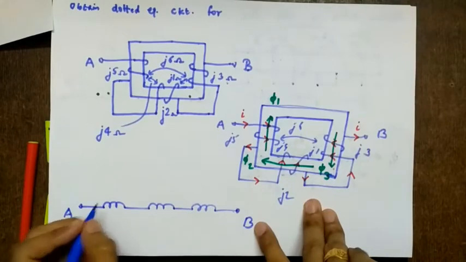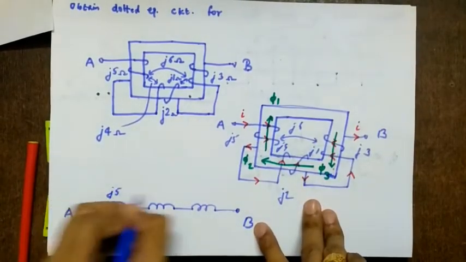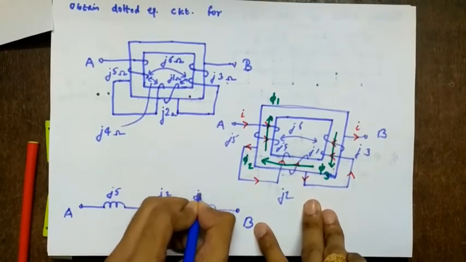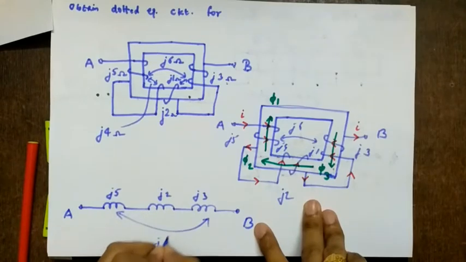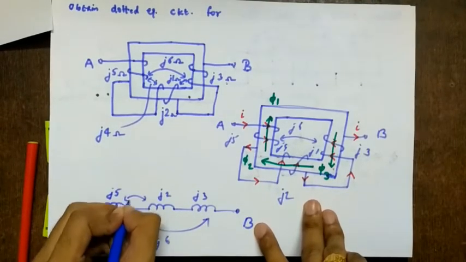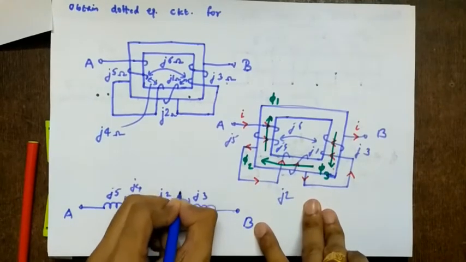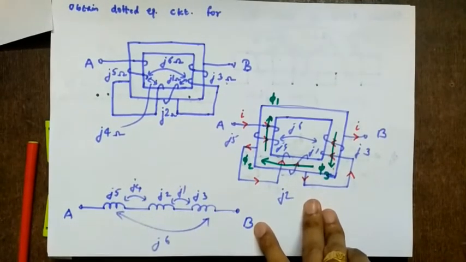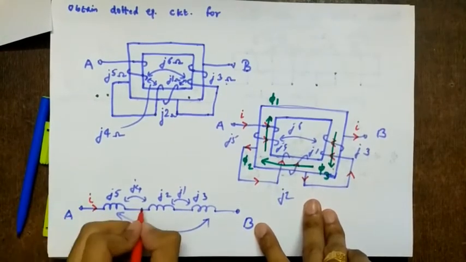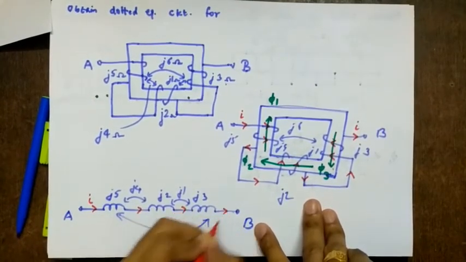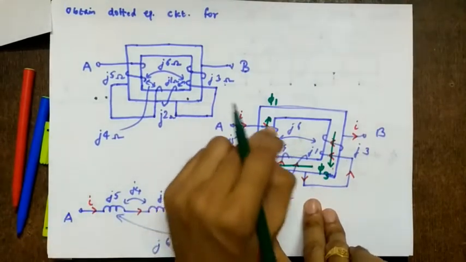So these are my inductors J5, J2, J3. These two are J6. These two are J4. These two are J1. So I have named it. Next what is remaining? Sorry, current and dots. So towards right, towards right, towards right. Next what do we do? Assign the dots.